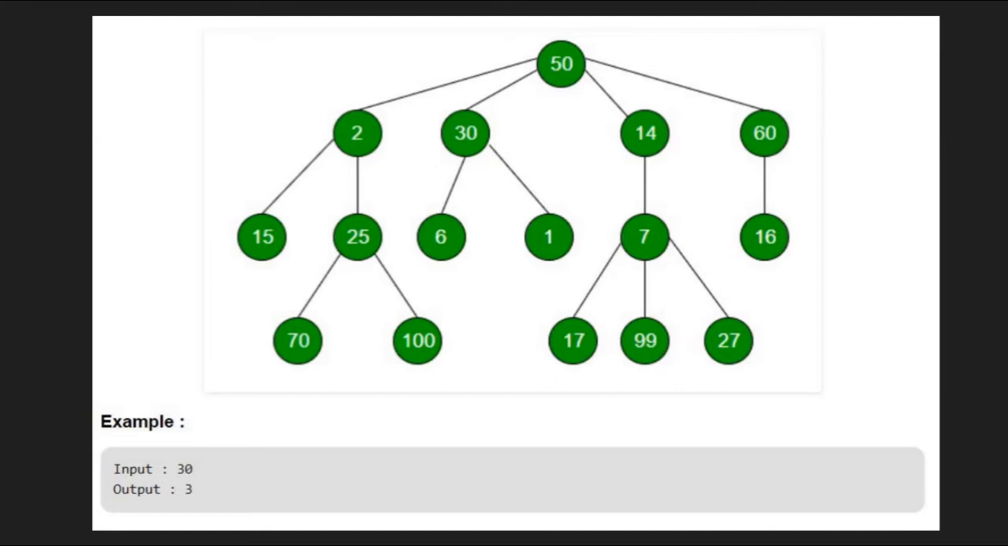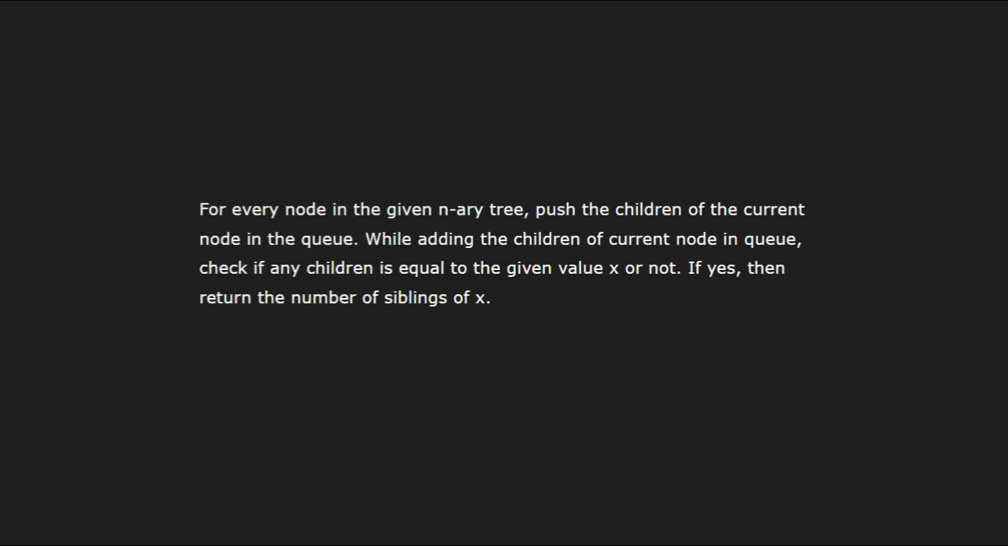Now, let us see the approach. For every node in the given n-ary tree, we push the children of the current node in the queue. While adding the children of the current node in the queue, we check if any child is equal to the given value x or not. If yes, then we return the number of siblings of x.